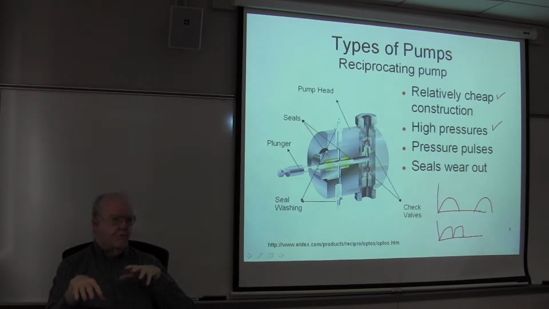So one of the ways to get around these pressure pulses or minimize them is to use what we call a pulse dampener that makes use of the compressibility of the fluid that you're pumping or of another fluid. I'll show you how one of these works in a minute. But the real answer to this problem is to use a pair of pumps that are 180 degrees out of phase.